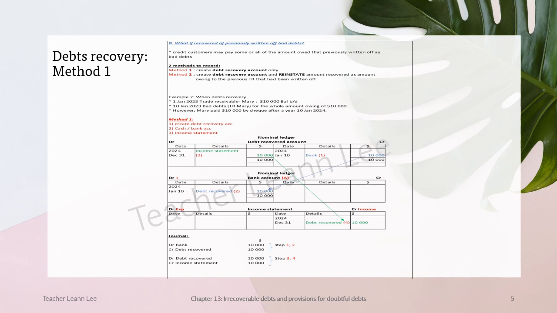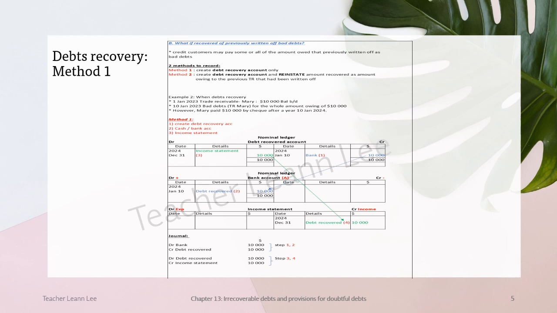But the debt recovery account needs to be closed: debit your debt recovery, credit your income statement as other income, because I did not expect to receive this. Last year I declared it as an expense. Now I need to claim it back as income, suddenly a benefit. So you can read the journal here.